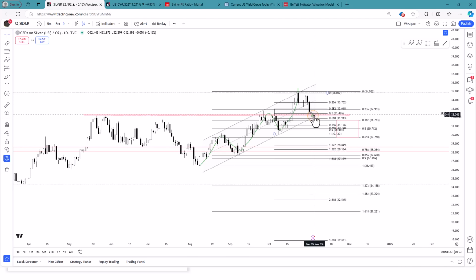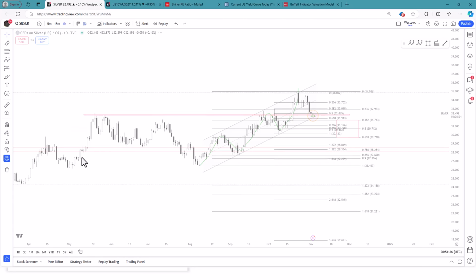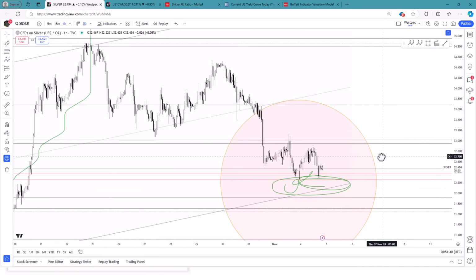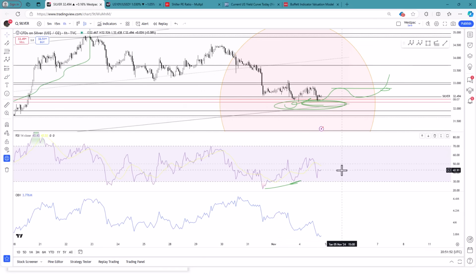So it could be a great time if we get a change of market structure off here. Coming into it, going to the smaller time frame, you can still see it's bearish market structure right now. Lower low, lower high, lower low, lower high, lower low. But if that starts to change and we start to go like that and we change market structure off this zone, that is what we're looking for.